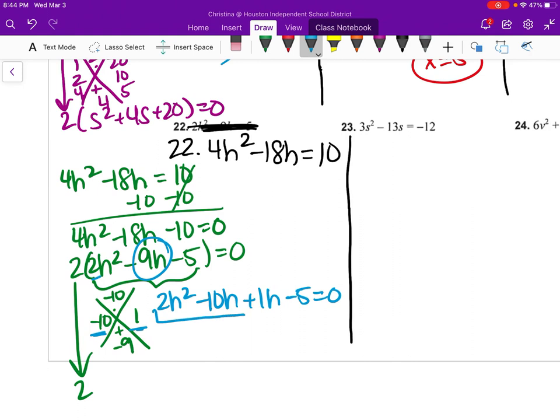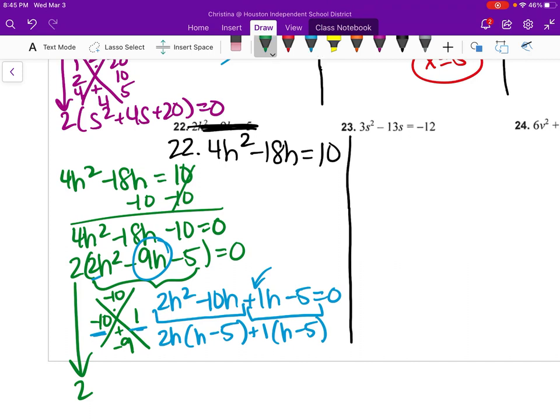All right, let's group. In the first two terms, I can factor out a 2h. That'll leave me with h minus 5. In the second group, my sign is positive, so I'm going to factor out a positive number. It has to be something, you can't just put 0. So we're going to factor out a 1, because 1 and 5 are the GCF between both of them. That's going to leave in parentheses h minus 5.